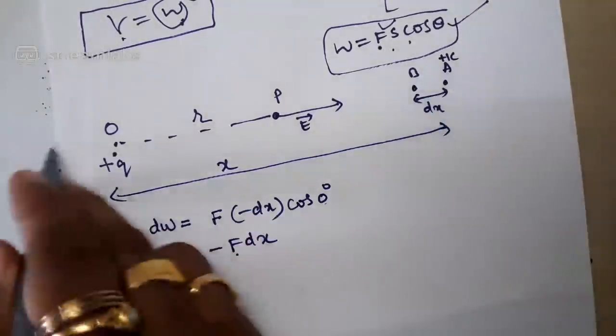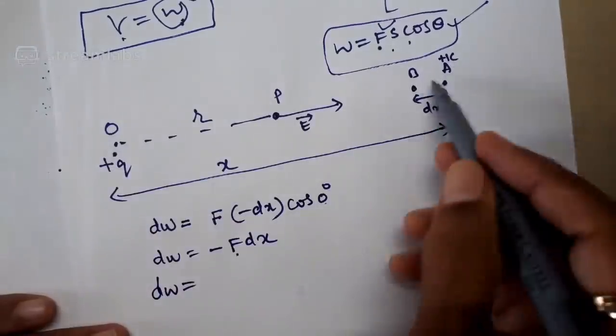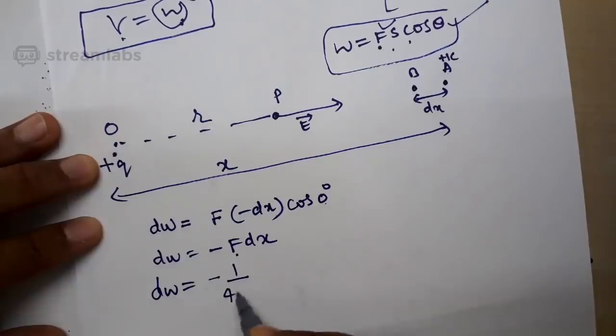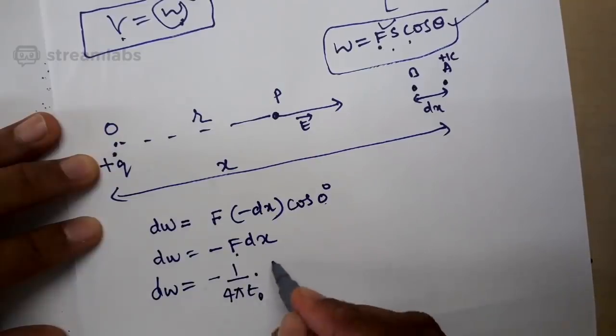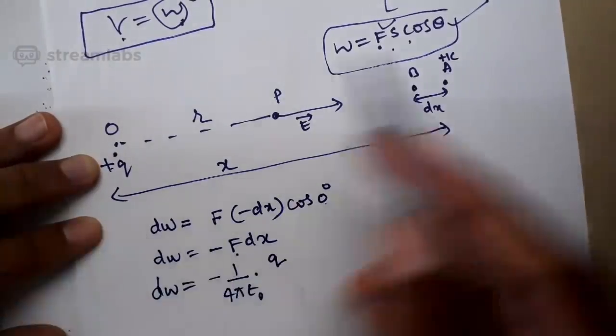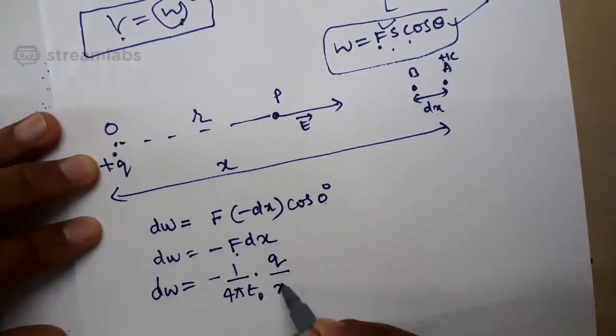What is the expression for the electrostatic force between plus Q and plus 1? Not A and B, plus Q and plus 1. Minus is already there. 1 by 4 pi epsilon naught into Q into 1 by x square, correct?